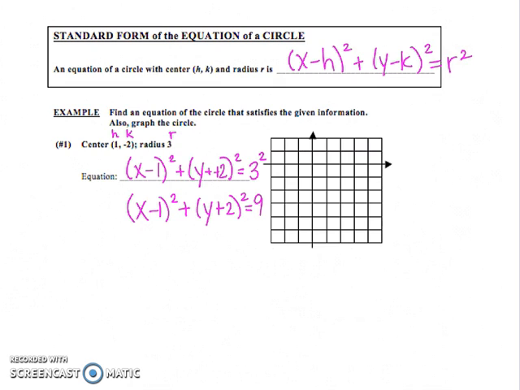And if we wanted to graph this circle, our coordinate plane, our x-axis and y-axis are right there. So our center would be at the point (1, negative 2). And then if our radius is 3, we would just count out 3 units up, down, left, and right from the center of our circle. And then you just do the best that you can to connect your points with a circle. And that would be the graph.